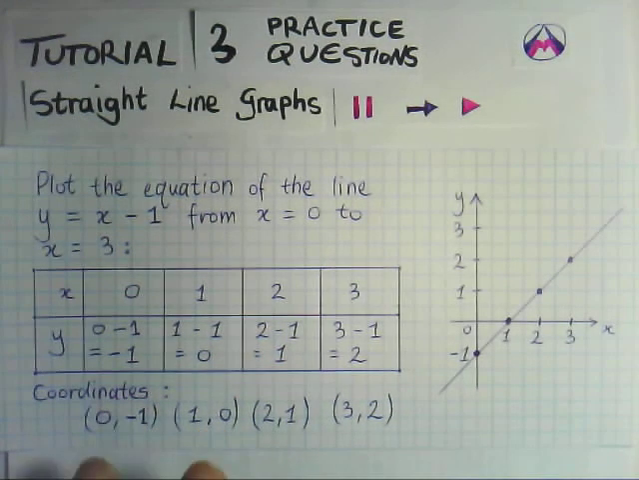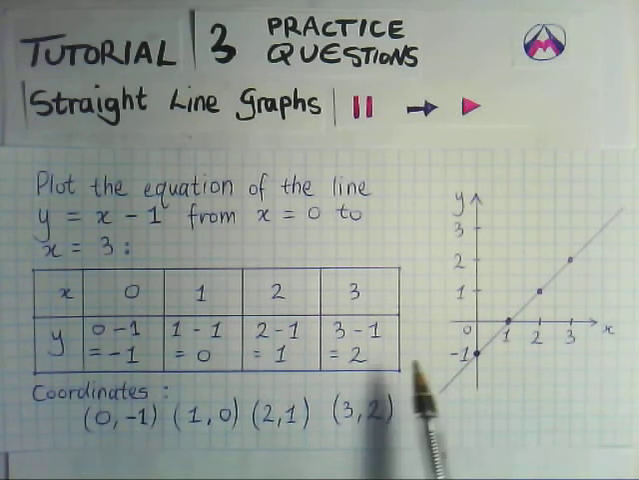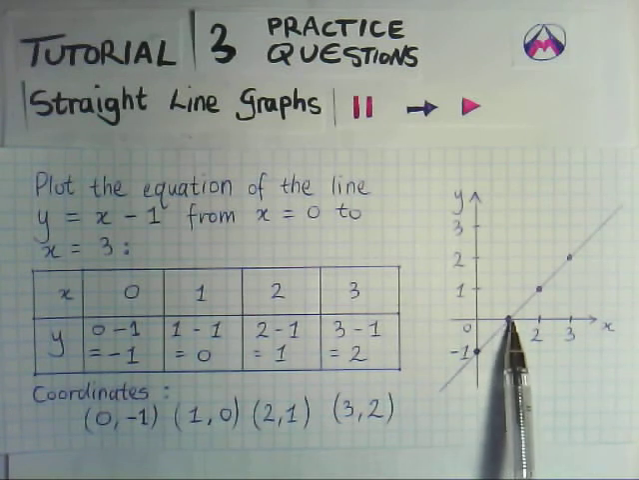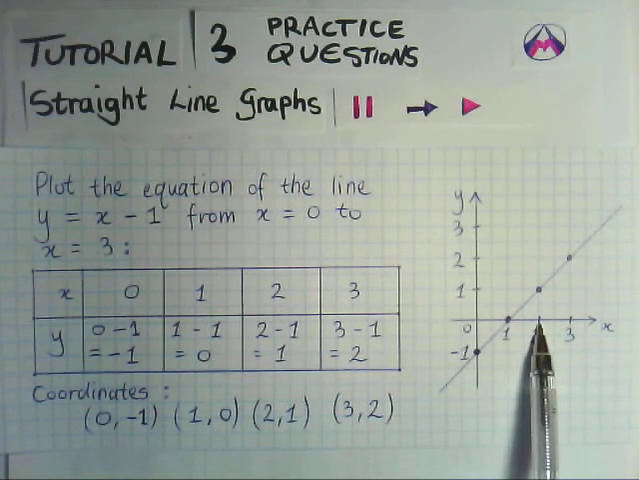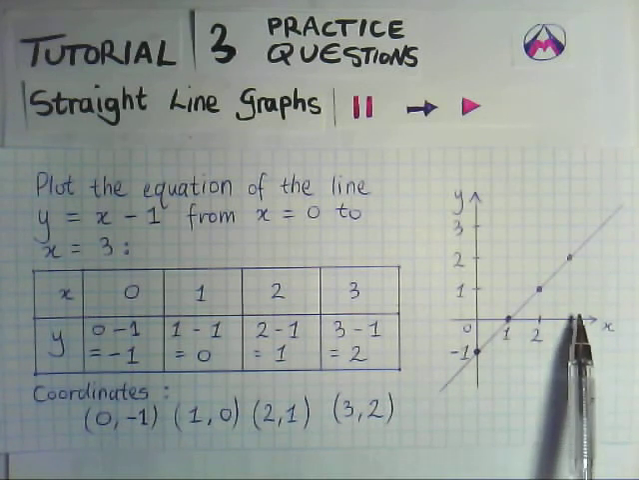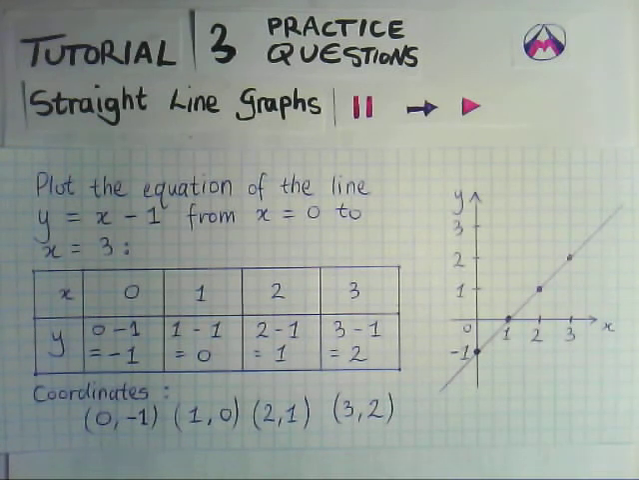So the graph when plotted looks like this, and yes, it is a straight line, so we're fairly confident that we've got it correct, but let's do the final check. When x equals 0, y is equal to negative 1. When x equals 1, y is equal to 0. When x equals 2, y is equal to 1. And when x equals 3, y is equal to 2. Yes, that is our final solution for the second question.